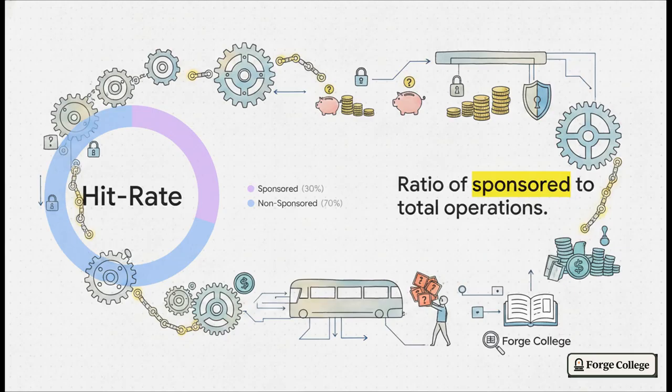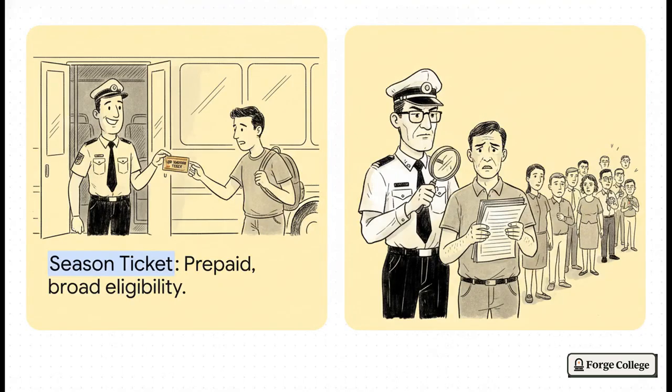Now, this introduces the paymaster's dilemma. Some are like a season ticket sponsor, prepaid, broad eligibility, very relaxed rules. Because the rules are relaxed, the pre-validation checks are lightning fast. The passengers board the bus super quickly.